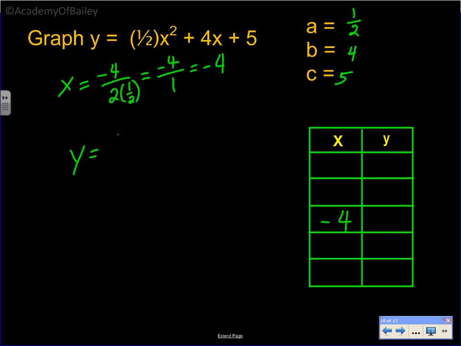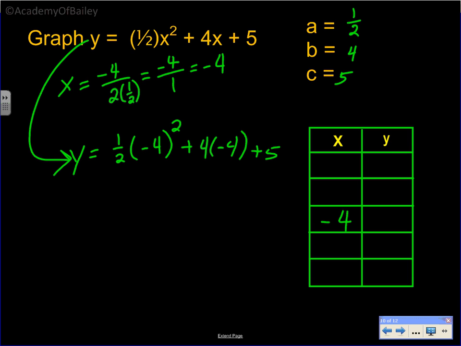For the y value, we have 1/2 times x squared, plug in x, negative 4, plus 4 times negative 4, and plus 5. So I've taken the quadratic function and substituted x in for it. Negative 4 squared is going to be 16. 4 times negative 4 is negative 16. We add 5.